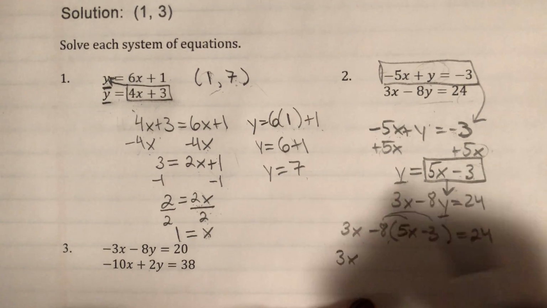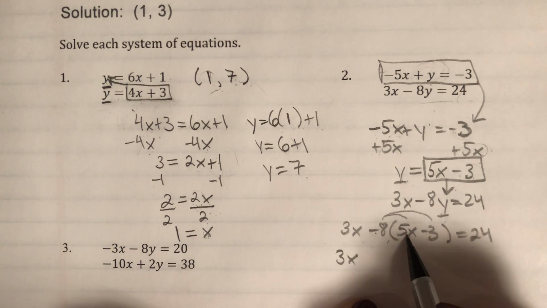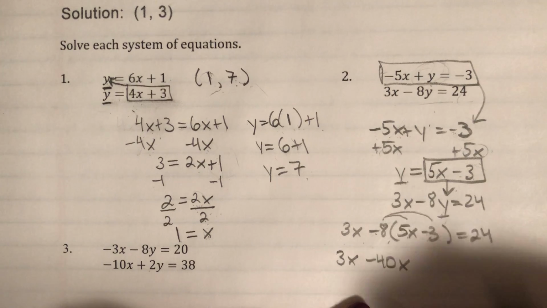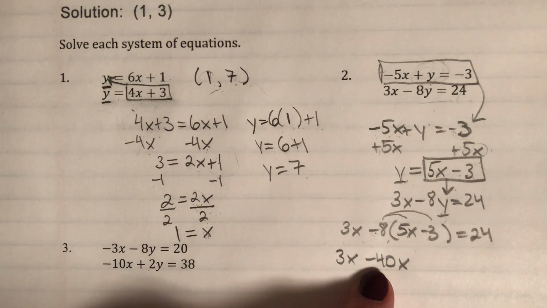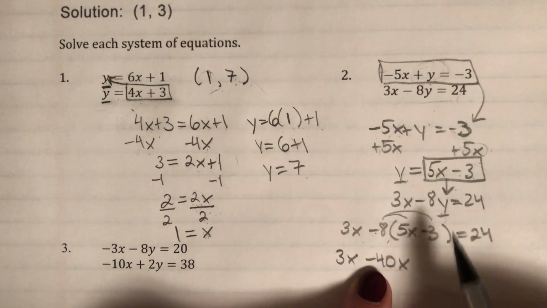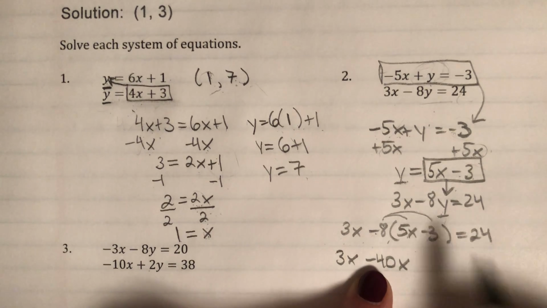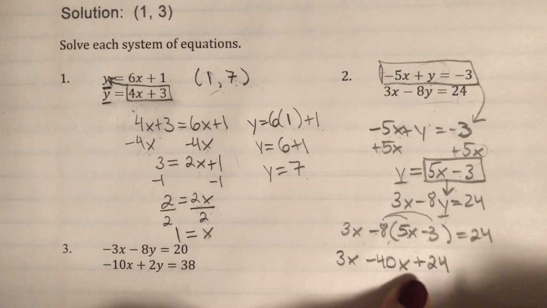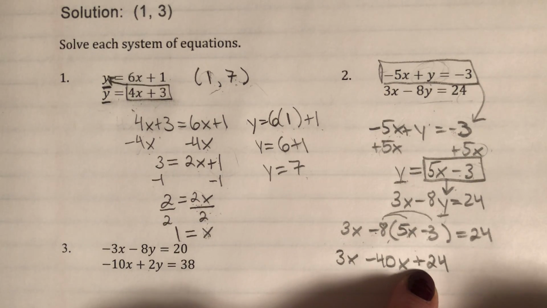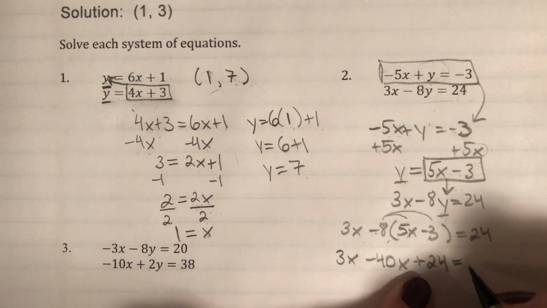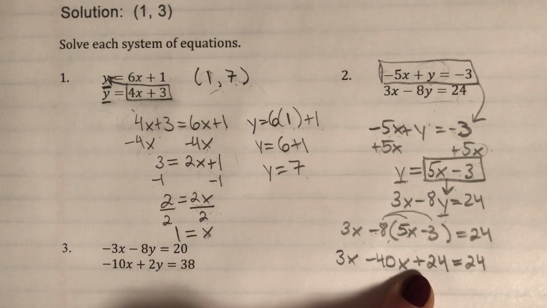Write down your 3x, and then negative 8 times 5x is negative 40x. Note that it shows up as minus 40x when I write it down with its negative sign. And then negative 8 times negative 3 gives me positive 24. And when I write that down, it shows up as plus 24. That's how you carry signs through with distribution. Don't forget your equal sign in that 24 on the other side. Really, really important.